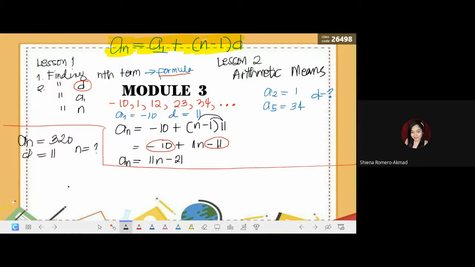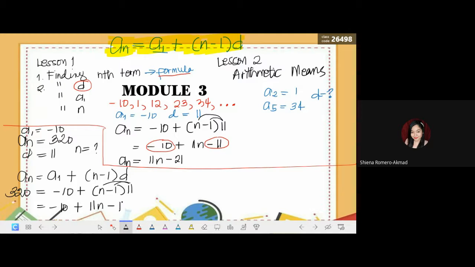So, paano mo naman yan isi-solve? Ganun pa rin, formula pa rin. Yung a sub n equals a sub 1 plus n minus 1d. Yung a sub 1 natin, alam niyo na yan, negative 10. Substitute lang natin lahat. So, we'll have a sub n 320 equals a sub 1 negative 10 plus n minus 1 times 11. Distributive property will have negative 10 plus 11n minus 11.